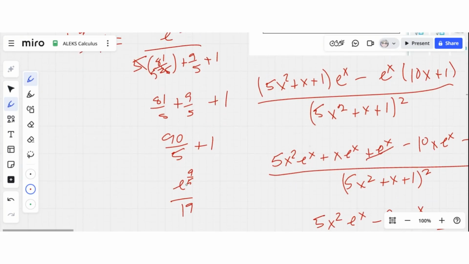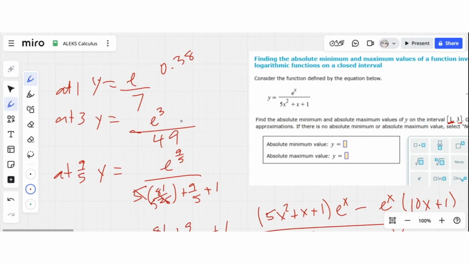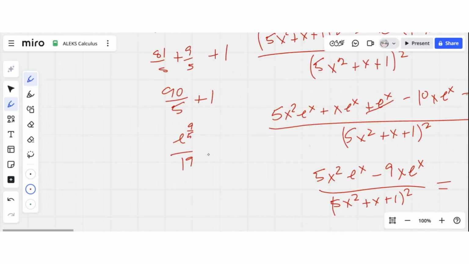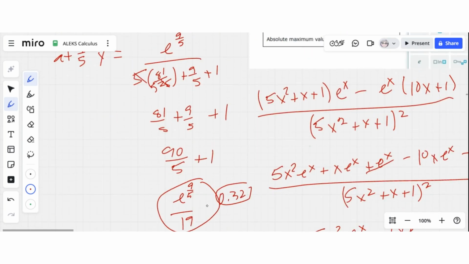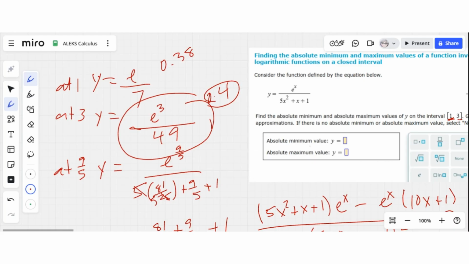Now you've got all these expressions with e to different powers. How do you tell which is the max and the min? I would just plug them into a calculator and see what they come out as. I did that, and e over 7 is about 0.38. E to the third over 49 was around 0.4. And this one, e to the 9/5 over 19, came out to be 0.32-ish. And that's enough detail to see that this is our minimum. So that's the min. And this is our max.